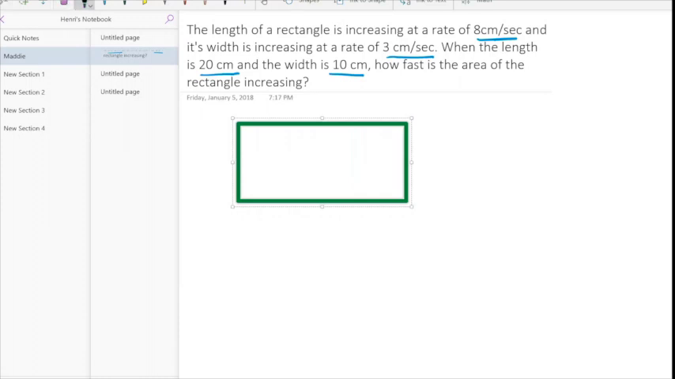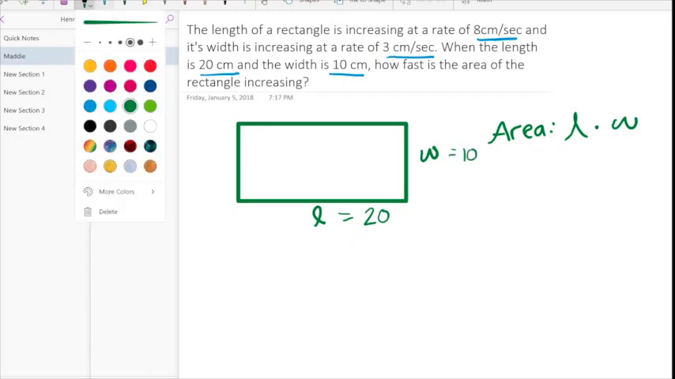And if you remember from elementary school math, the area of a rectangle is length times width. So from the text above, it tells us that the length at this moment is 20 and the width at this moment is 10. It also tells us the rate at which the length and width are changing.